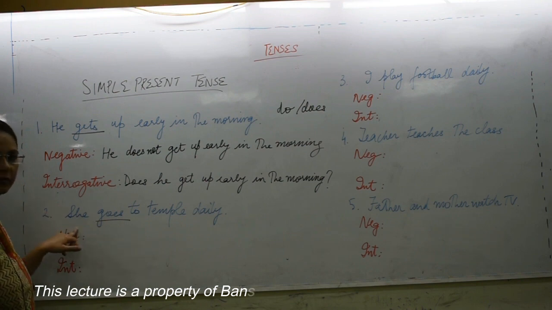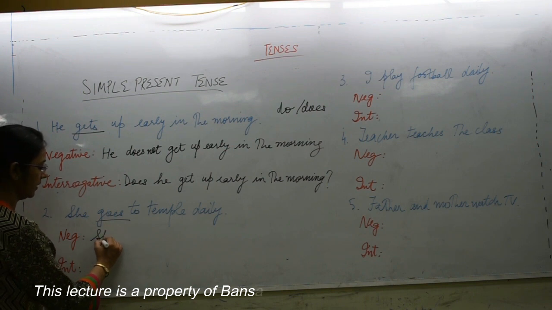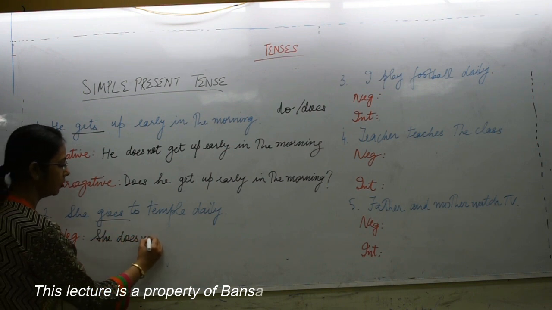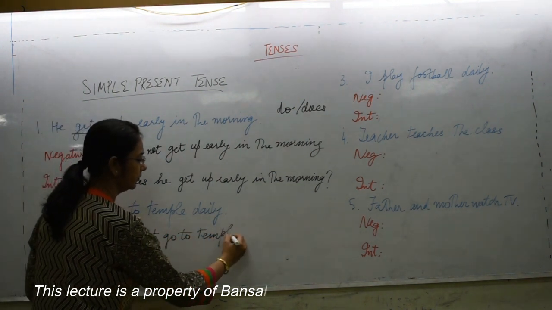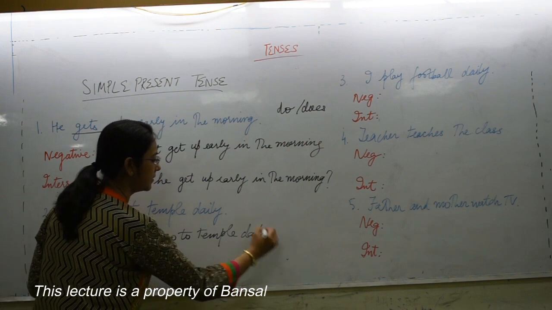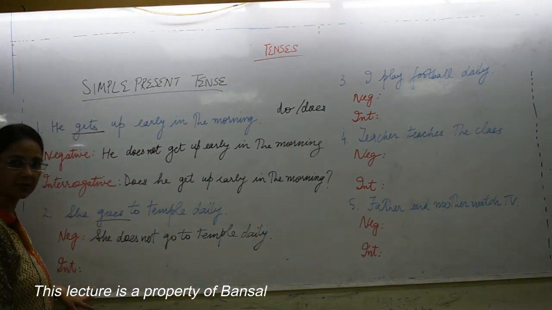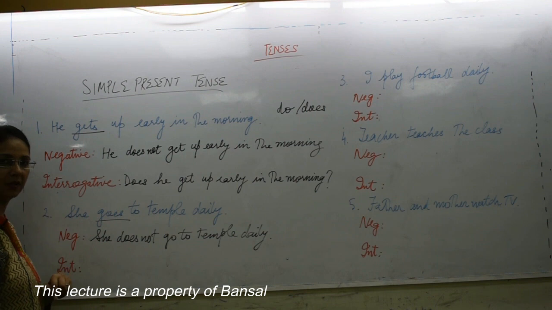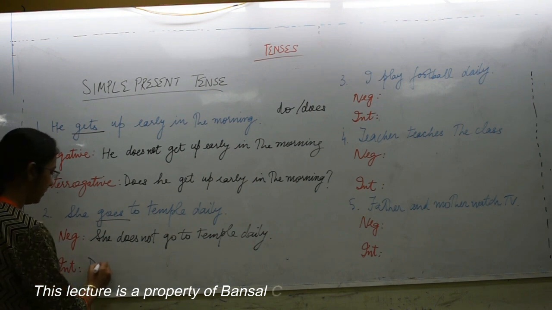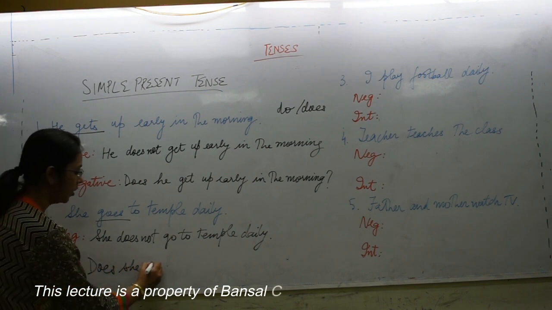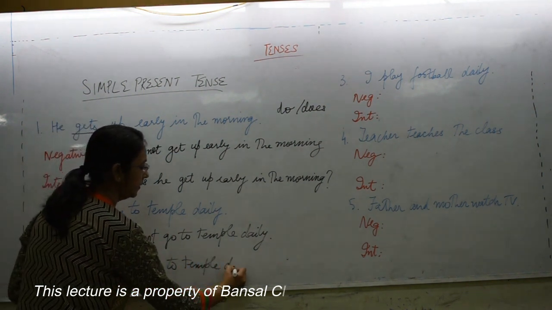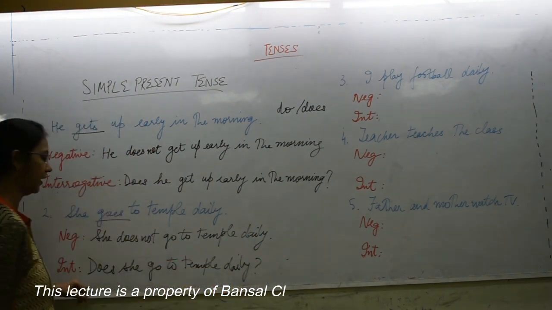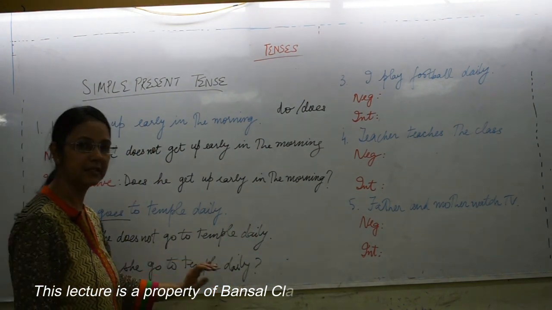Next, she goes to temple daily. So, over here goes will go with she. Negative sentence, again we will use does. She does not go to temple daily. This is a negative sentence. Now, interrogative, means the question form. We will make use of does. Does she go to temple daily? And a question mark.